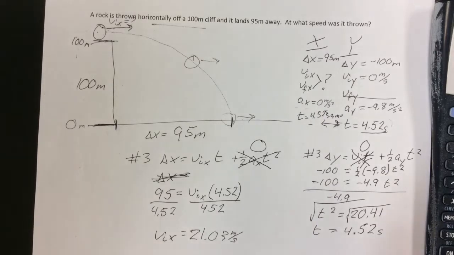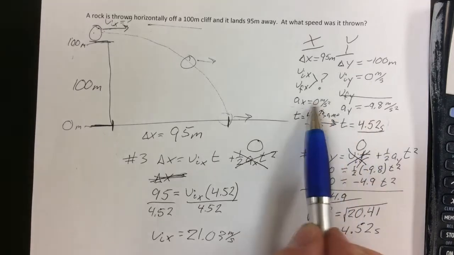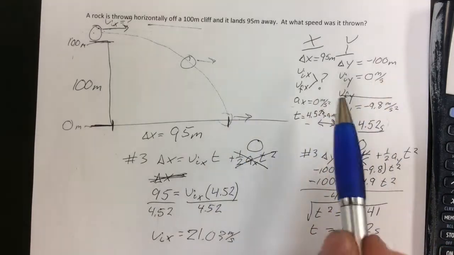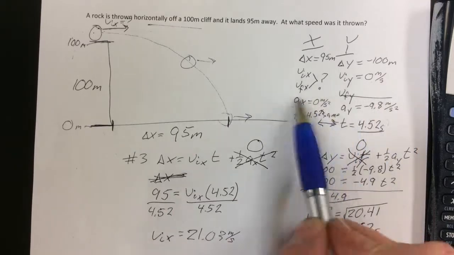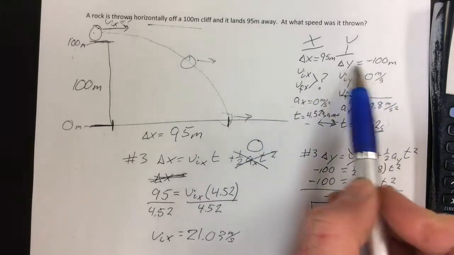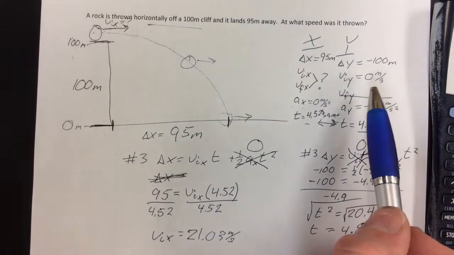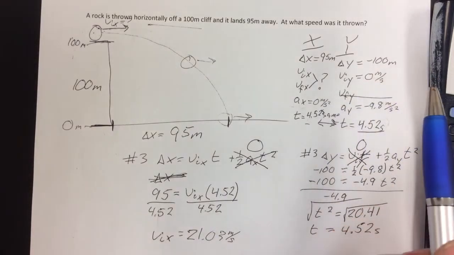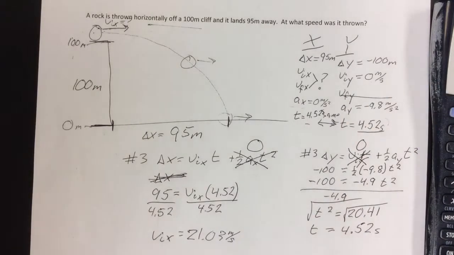So based on that, hopefully you can follow through. These are Fab 5 problems. You just got to set up an X and a Y column. If projectile motion, we know the acceleration in the X and the Y direction. Fill those two columns in. If it's horizontal launch, we can plug in initial velocity in the Y direction to be 0.